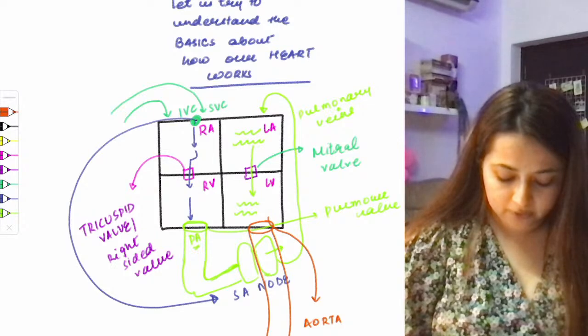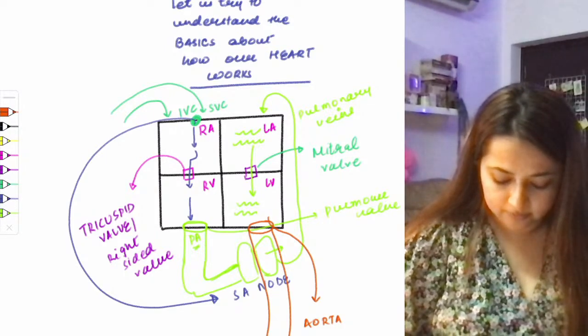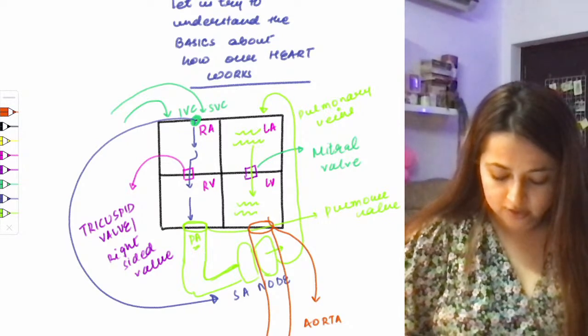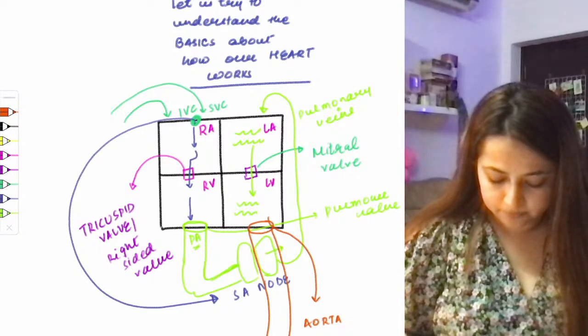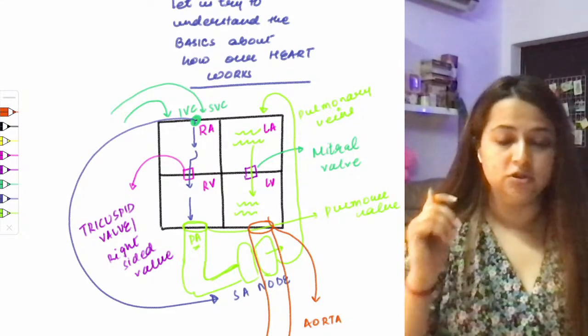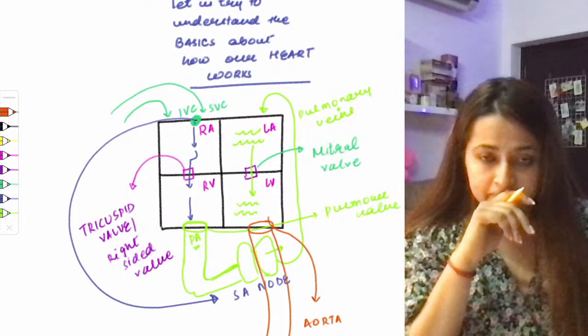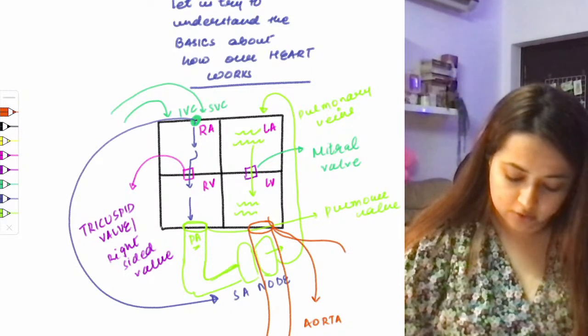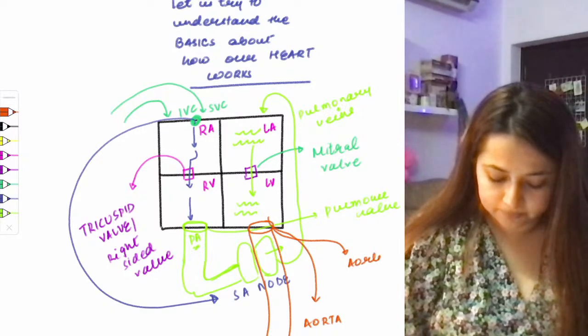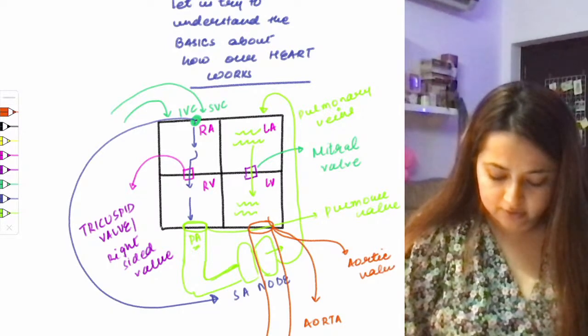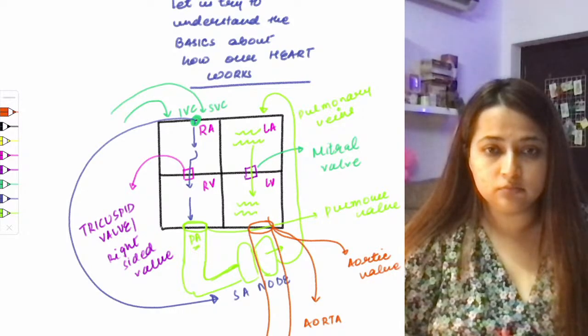All right. And from the aorta, via different branches, it is going to reach the systemic circulation. So throughout the body, the blood is going to be distributed. Systemic circulation. And we have a valve present here also. The valve that is present here is known as the aortic valve.